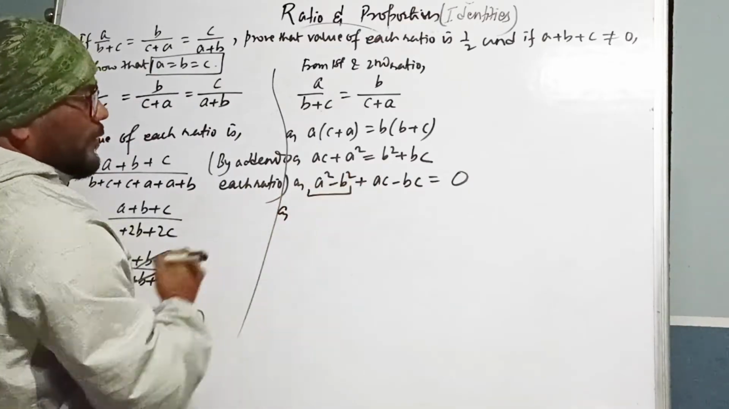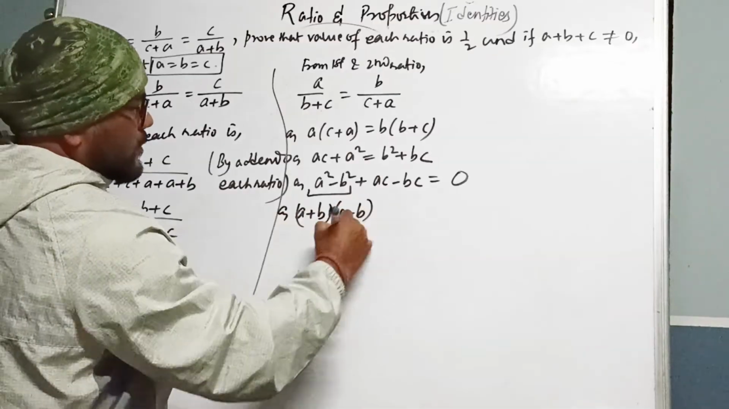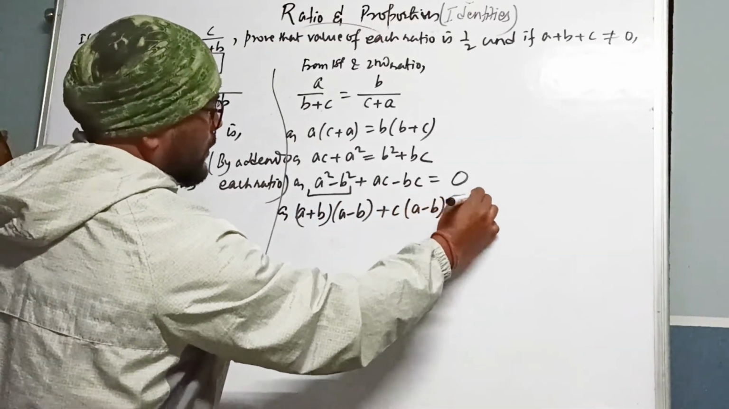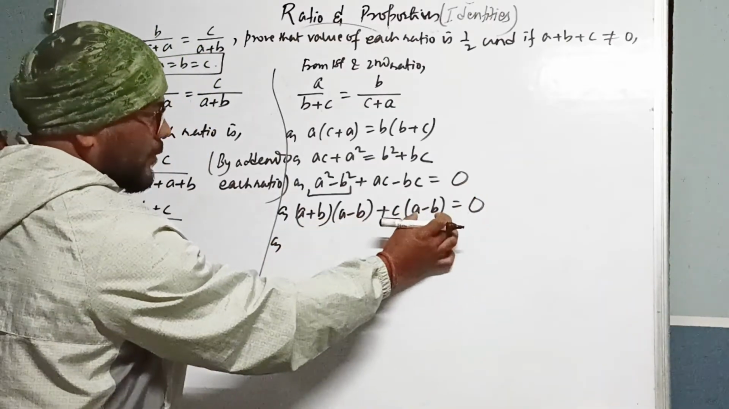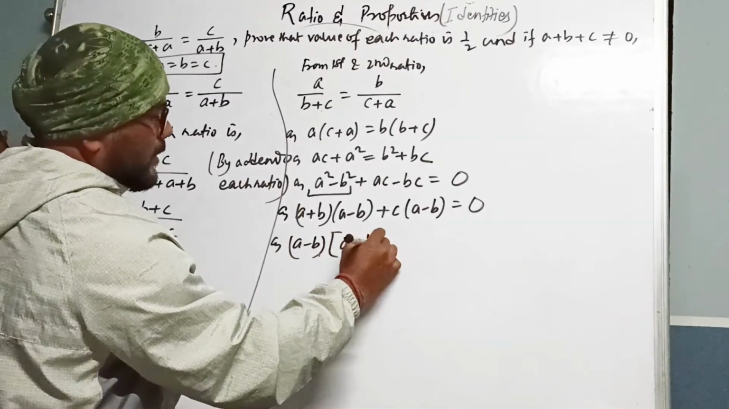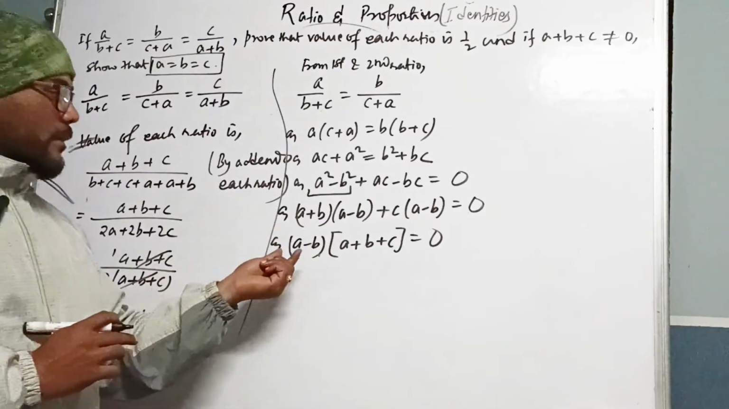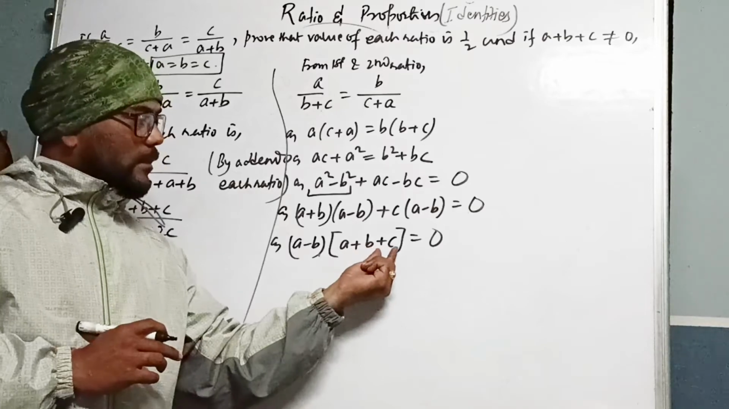You know the formula of a square minus b square, a plus b into a minus b. Here you get c as common, a minus b. Student, you can clearly see that a minus b and a minus b can be taken out as common. So you have got two factors: a minus b equals 0, and the other is a plus b plus c equals 0.